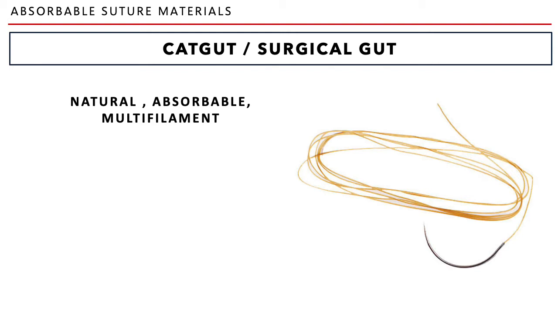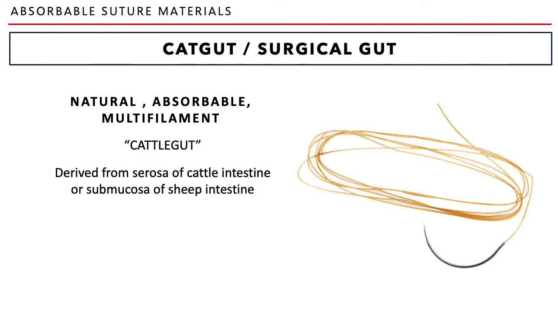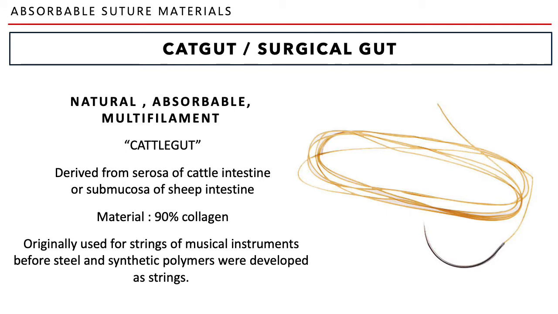Okay? Now, catgut is actually called cattle gut. Okay? It's not from a cat. It's a misnomer when they think catgut is from the gut of a cat. It's actually from the gut of a cattle. Okay, it's derived from the serosa of the intestine of cattle or the submucosa of the intestine of the sheep. It is 90% collagen, and in some musical instruments, it is still used as the strings before steel and synthetic polymers were developed as strings.